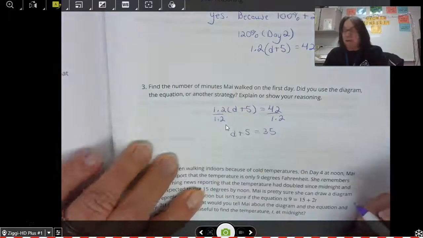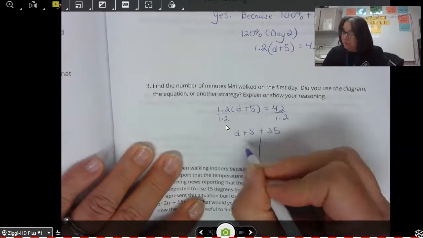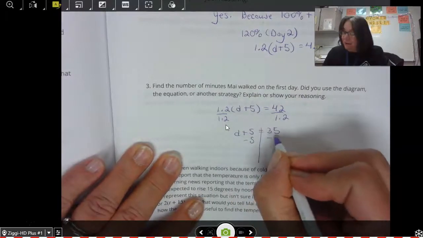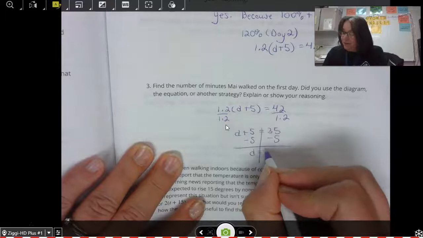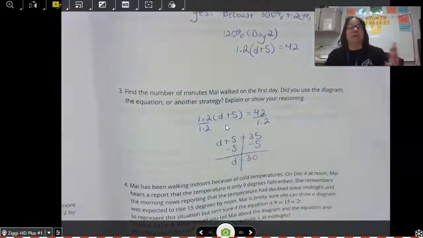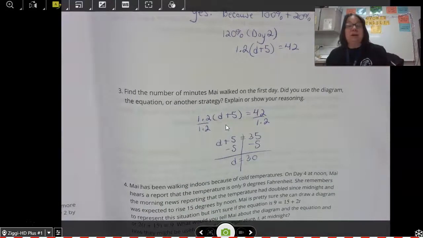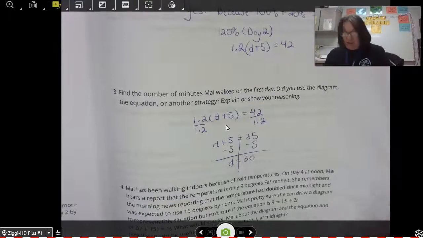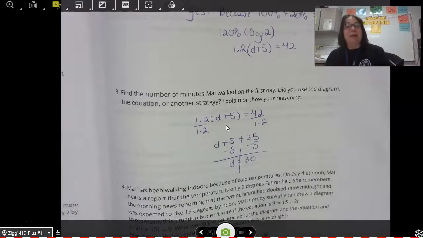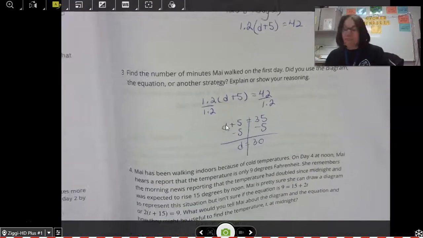And now how would I solve? Well, this is a one-step equation. We're going to subtract 5, and we find out that 1 day is 30 miles, or whatever. We're talking about kilometers. So the same answer we got by looking at the diagram and by solving the equation.